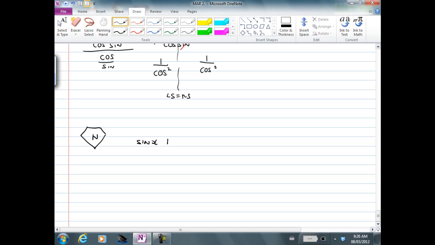Sine x plus tan x sine x equals to sine x cos x plus sine squared x over cos x. I modified that question a bit from your book to make it a bit more challenging. Prove to me left side equals to right side. I'm going to pause it.